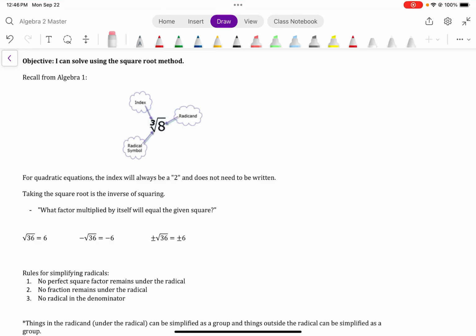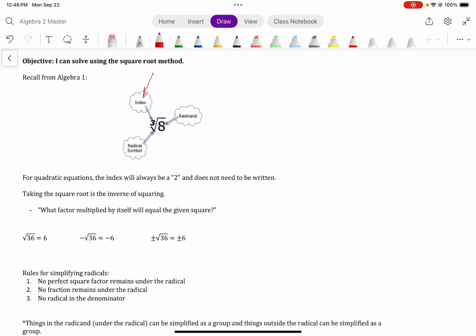In this video, we're going to talk about solving using the square root method and kind of the simplifying of a radical idea. So here's a short blurb from Algebra 1. We're not going to be so worried about this index piece here because we're going to be looking solely at an index of 2. And when our index value is 2, we just don't have a number there.